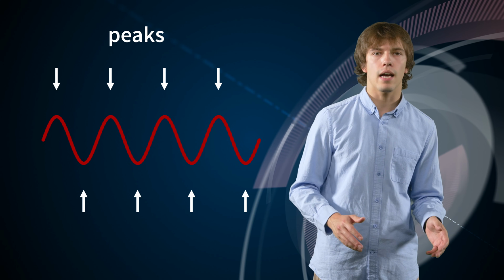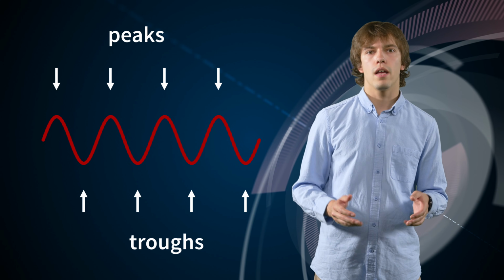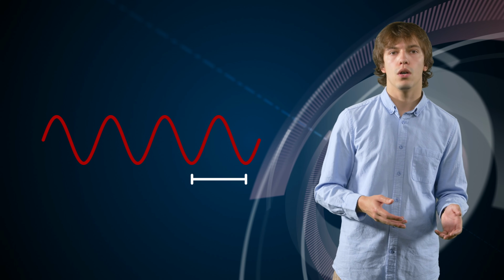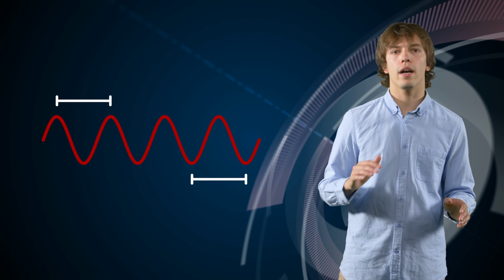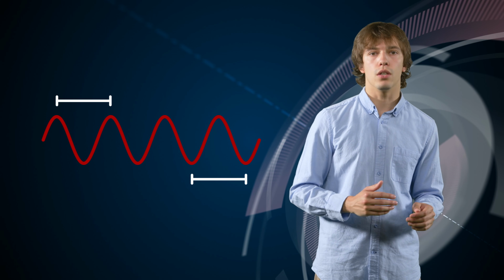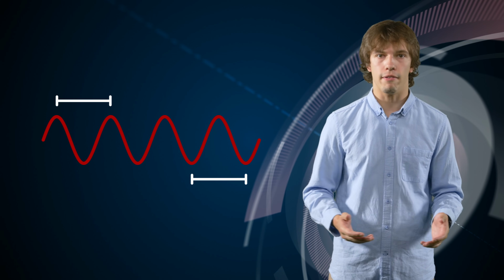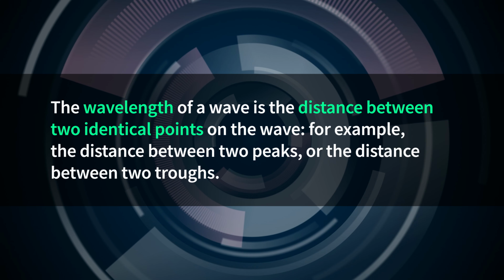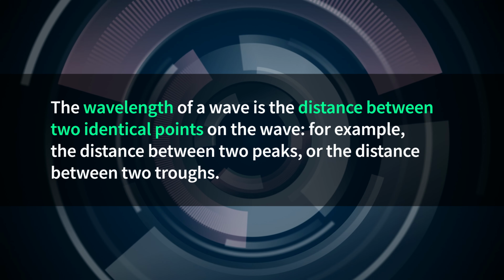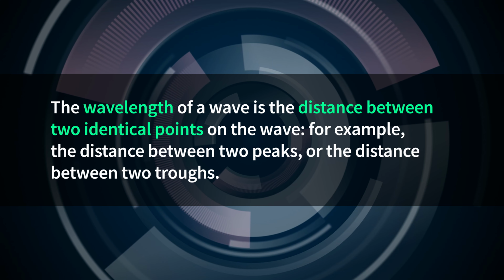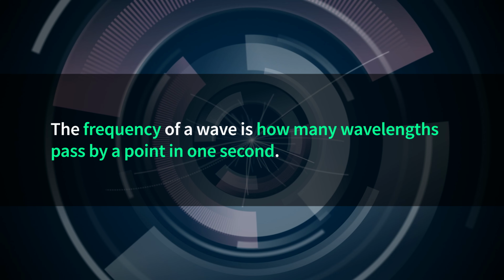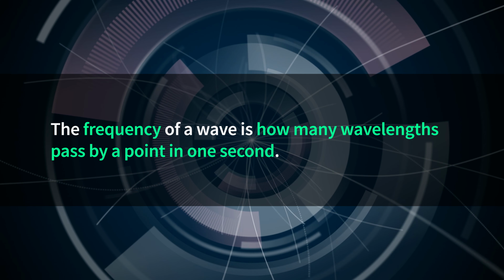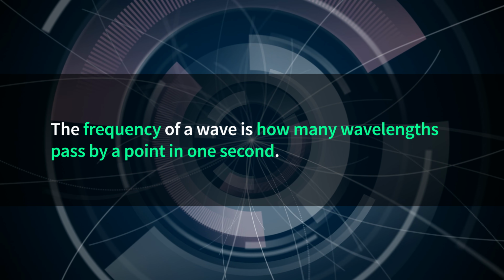These are the peaks and the troughs of the wave. The length between any two troughs, or the length between any two peaks, is the same, no matter where you measure it on the wave. So we simply call it the wavelength. The wavelength of a wave is the distance between two identical points on the wave. For example, the distance between two peaks or the distance between two troughs. The frequency of a wave is how many wavelengths pass by a point in 1 second.